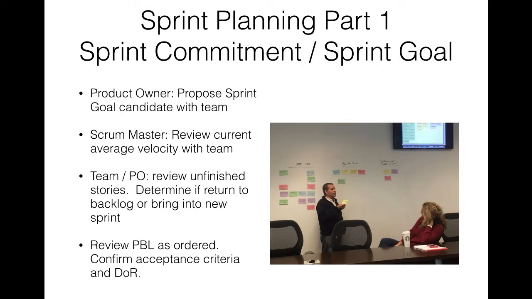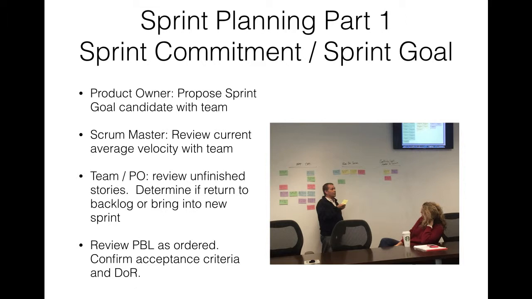Once the product owner describes to the team the goal for the sprint, the Scrum Master reviews with the team their average velocity. So then the team, after they know their average velocity, they know the sprint goal, they begin to work with the product owner and work down from the top of the product backlog, reviewing ready stories and determining which ones they are able to bring in and are likely to complete this sprint.